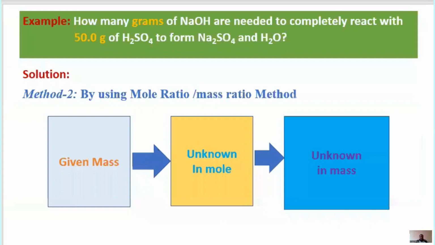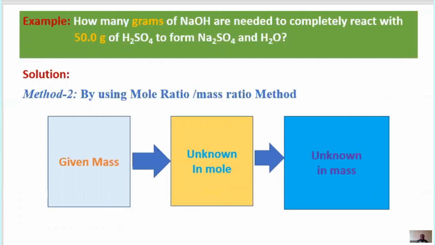The second method uses a combination of mole ratio and mass ratio methods. In this one, the given mass is converted into moles. This mole value is used to calculate the mass of the unknown. Okay, I'm sorry. The given mass is used to find the moles of the required substance, and the moles of the required substance are then converted into mass.